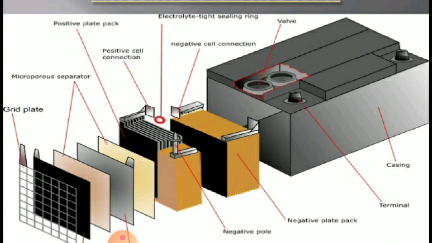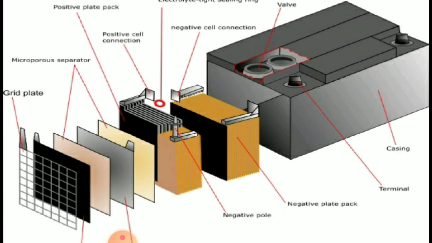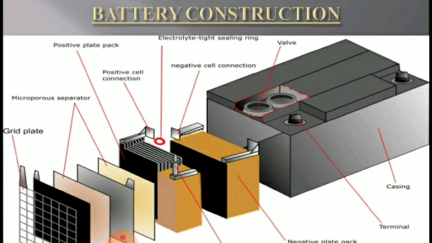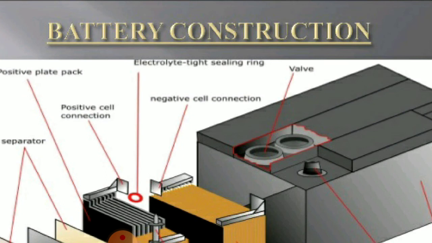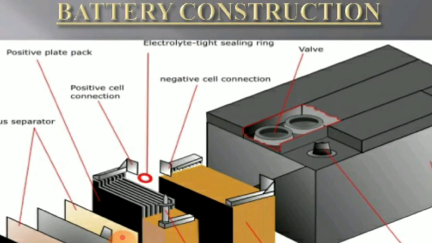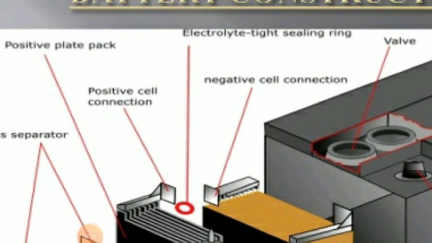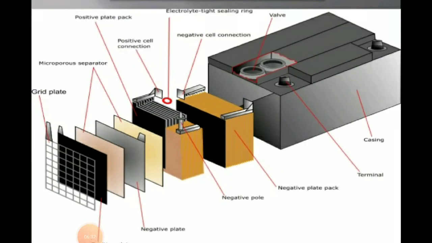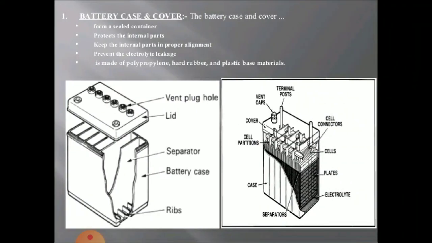Then we have some external parts, like the casing, which is shown in dark gray color. There are terminals for the external connections. Then we have walls over here, open vents, which we also call vents. And there is an electrolyte sealing ring shown over here. So this is all about the construction. We'll see one by one what the construction is made up of.